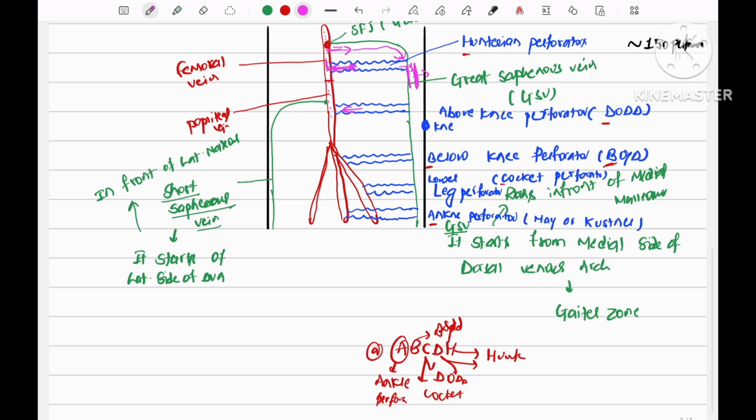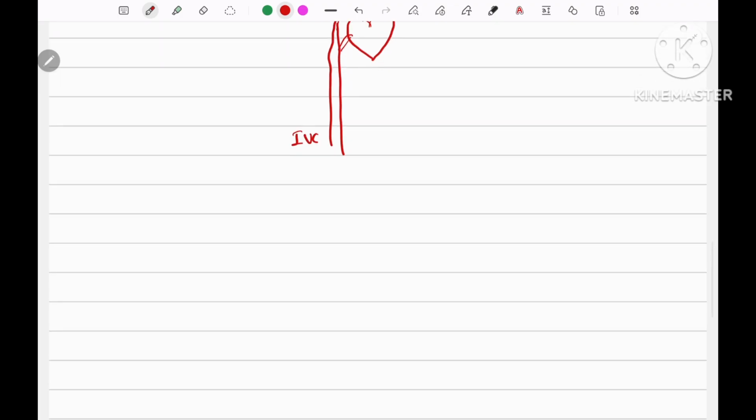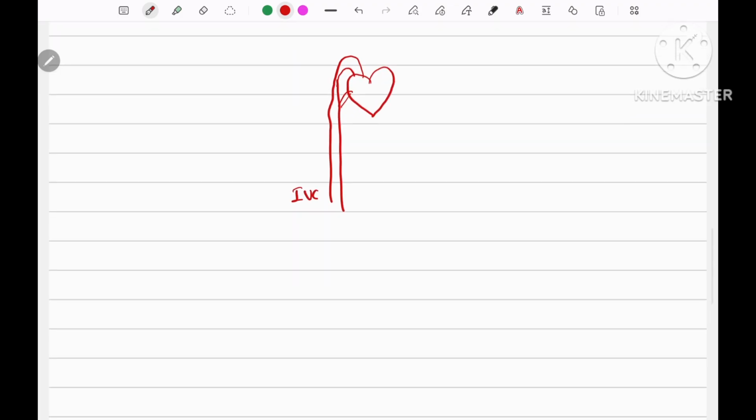Now I want to tell you one more thing, to know the mechanism of the heart. This heart receives the blood from the superior vena cava and inferior vena cava. Actually, the pressure in the lower limb is around 100 mmHg, and in order to push more blood to the heart, this pressure needs to be overcome. So our body has a special mechanism.